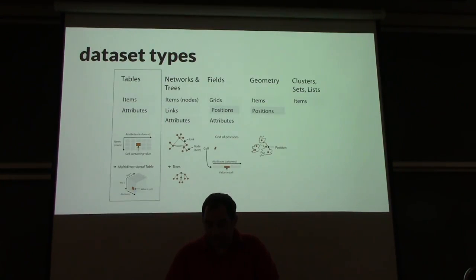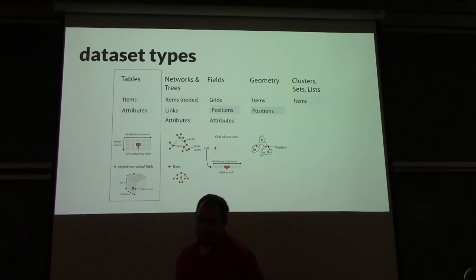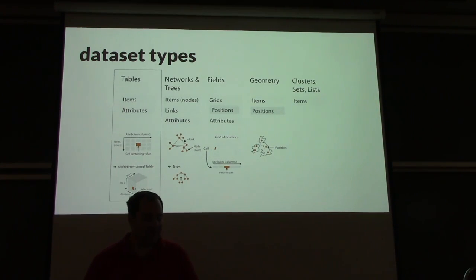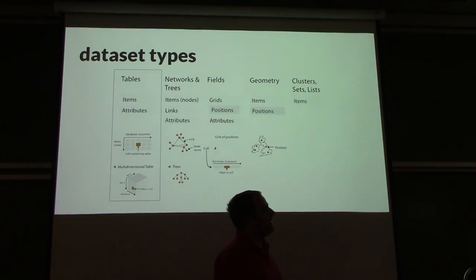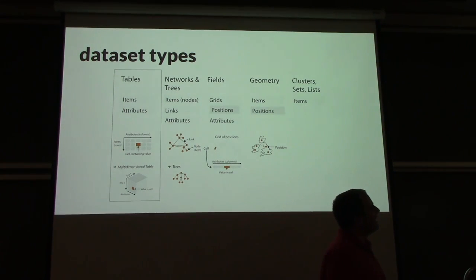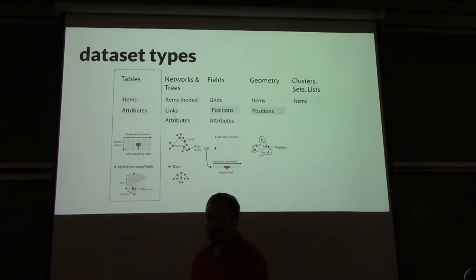Okay. So today we'll be talking about tables. This is the figure that we used when we talked about the different types of data. And so we'll be talking about different types of data, like multidimensional tables and tables where we have heterogeneous attributes in them. We talked about items and attributes and so on. So this is just context.